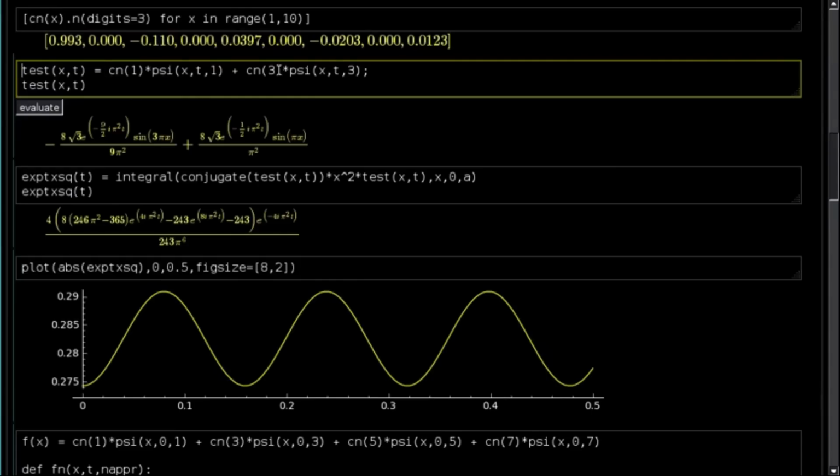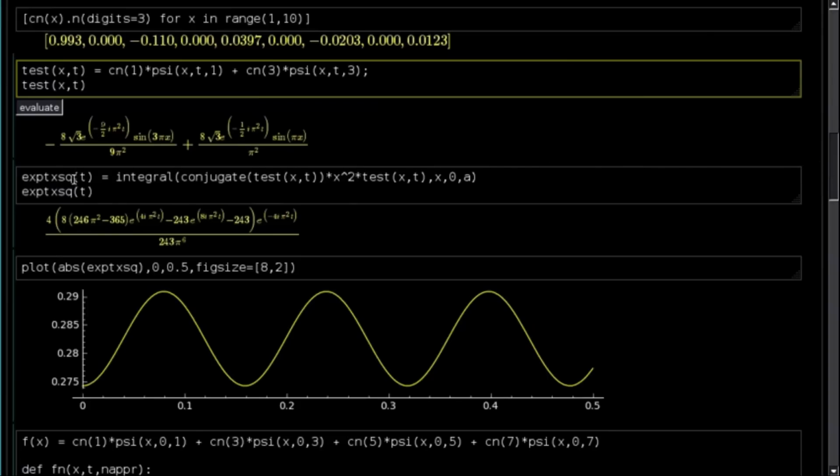Now I can use these C sub n's to express that test function where I truncated my sum at psi sub 3. So this is our test function. And if you evaluate it, it's a lot more simple when you plug in the numbers, sine 3 pi x and sine pi x. When h bar is 1 and a is 1, these expressions are a lot easier to work with, which gives you a feeling for why in quantum mechanics we often assign h bar equal to 1.